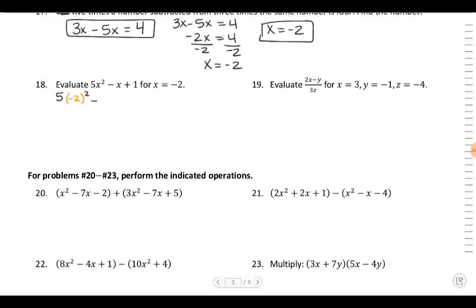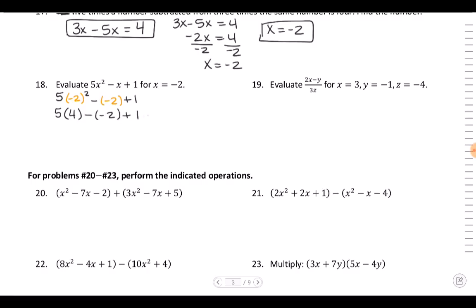Put my square there, and then minus negative 2 plus 1. Okay, so I've just replaced all those x's with negative 2. And now we have to use our order of operations. Order of operations tells me that I need to do exponents first. Well, parentheses first and then exponents. So in this problem, exponents would be our first thing. So negative 2 times negative 2 would be positive 4.